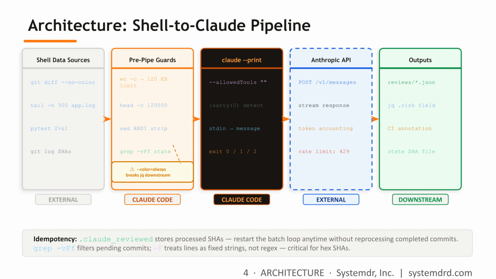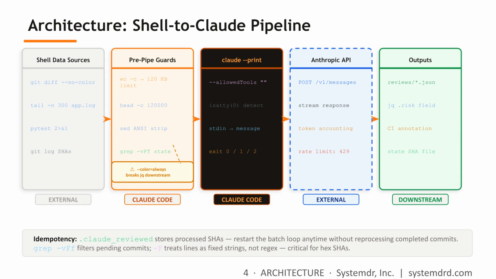Stage 2, orange, pre-pipe guards. These are the safety checks that make the pipeline CI safe. First, wc -c measures the payload size. Then, head -c 120,000 truncates anything over 120 kilobytes. That's approximately 30,000 tokens, well within Claude's context window with room left for the prompt and response. The sed command strips any ANSI escape codes that slipped through, and grep -vFf filters the commit list against the state file.